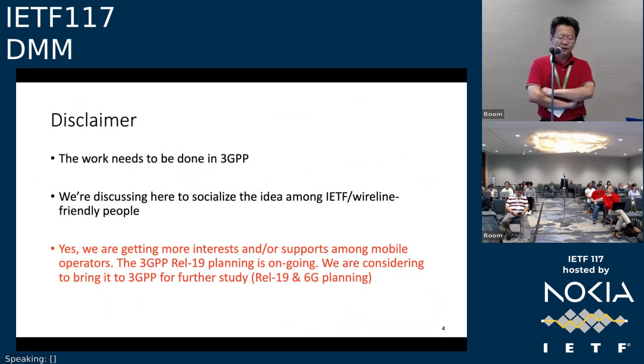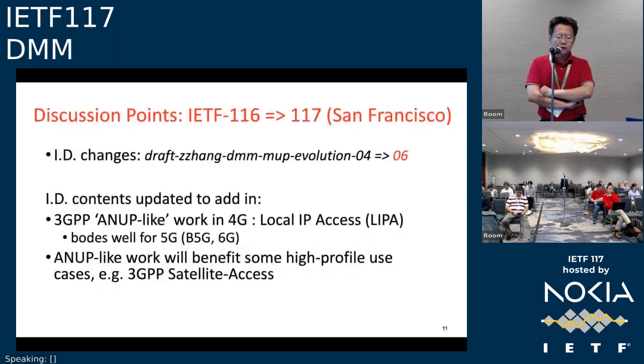The final standardization work itself will be done in 3GPP for sure. But here we are trying to get some socialization among the people, because this is going to involve IETF wireline technologies for sure, and also the 3GPP wireless work. Also, I'm going to mention at the end that 3GPP Release 19 is being planned right now. I'm planning to do something with my colleagues and partners to bring similar ideas for Release 19 planning and for 6G planning. This is a disclaimer.